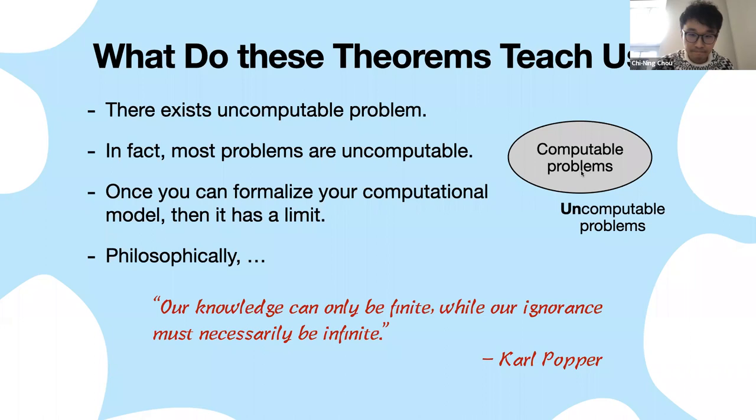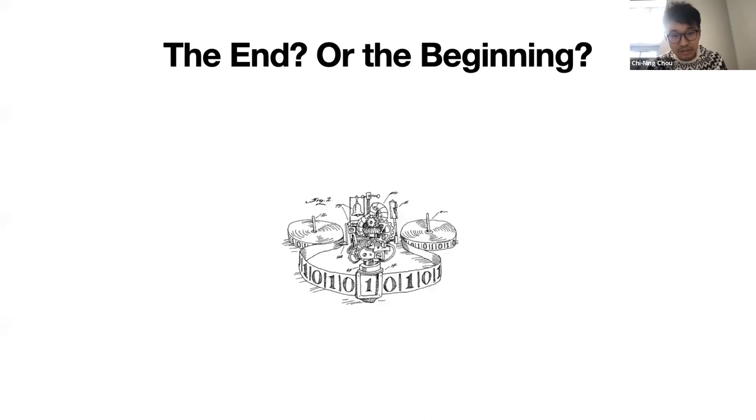Okay, so after seeing the negative answer to Hilbert's decision problem, maybe some people will say, is this the end of the theory of computation? Since the answer is negative, maybe there's no hope. Should we do other things?